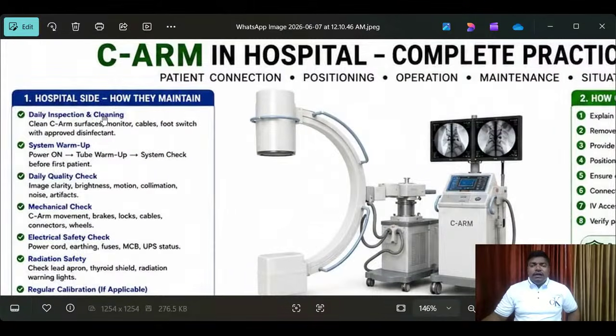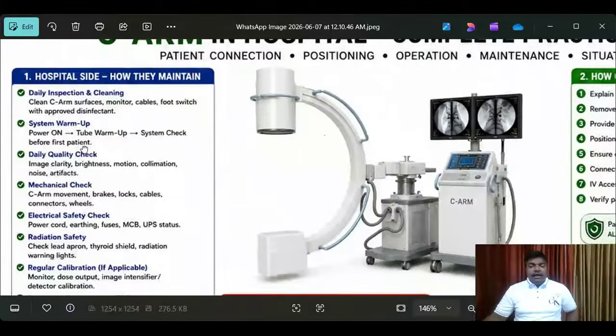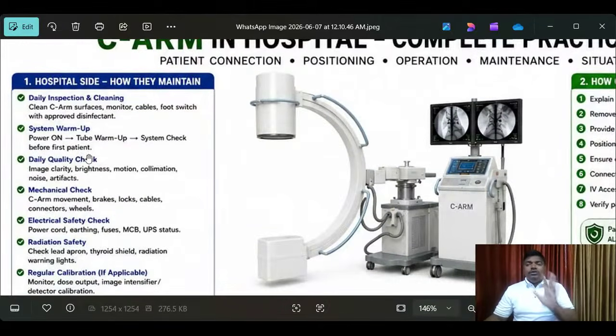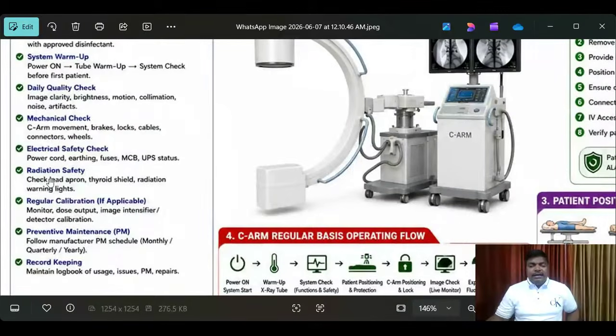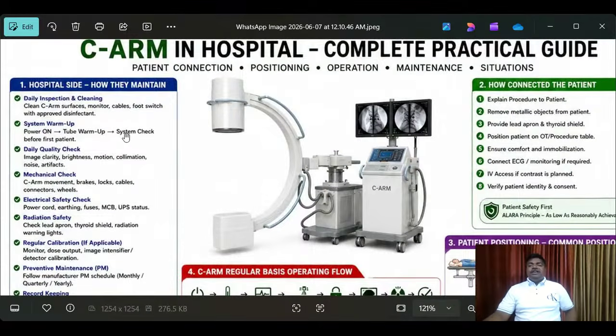First of all, see how the hospital side maintains it. First point is daily inspection and cleaning. The technician has to do it, and for this purpose you have to monitor and diagnose all things. Next, daily quality check. Next, mechanical check. These are all done by the operation theater technician. Next, electrical safety check, radiation safety, and regular calibration if applicable. Next, preventive maintenance (PM) and record keeping. Here PM is very important.